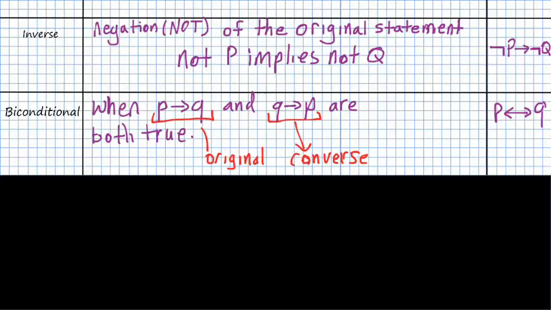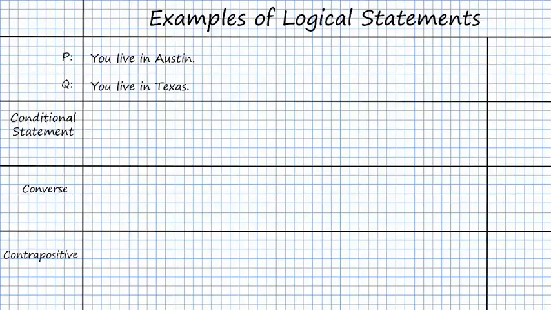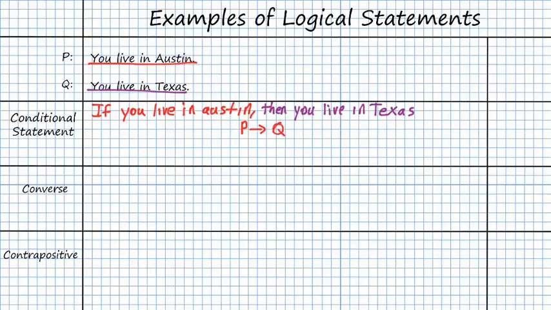All right, so we're going to do this as an example, and I'm going to use these statements P and Q to show how each of these conditional statements will be built. You live in Austin is P, and Q is you live in Texas. So a conditional statement built from this would be, if you live in Austin, then you live in Texas. So what we're seeing is P implies Q.